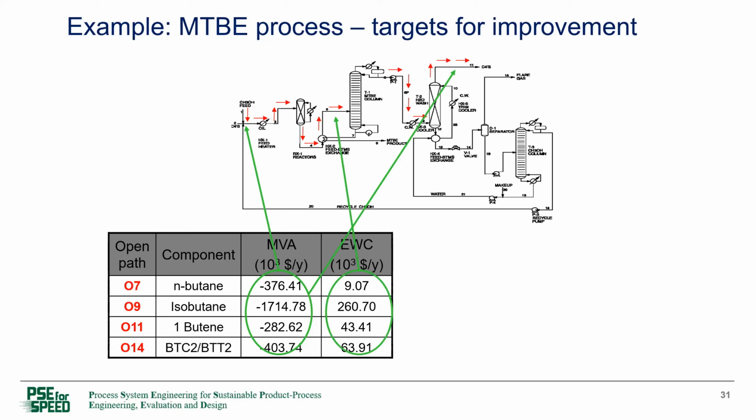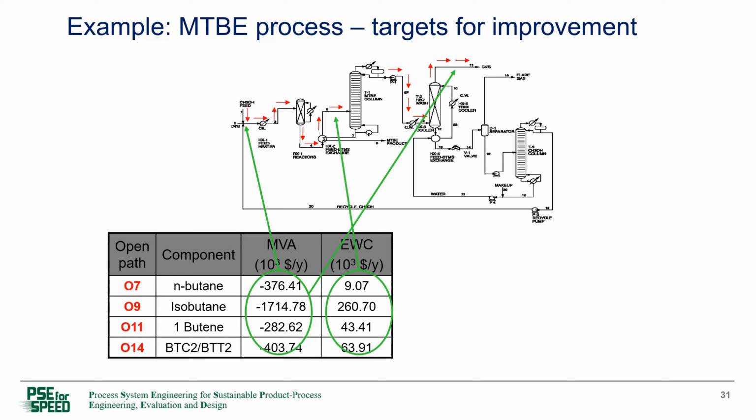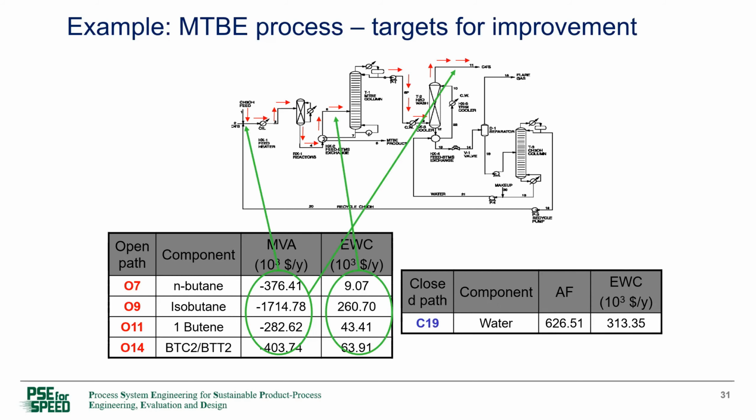What we see is that the energy at this point, that open path for isobutane, also carries a lot of energy. And if it is going out with this energy, then we are wasting this energy. We should capture that energy and reuse it. So it already tells us this. If we look at the closed path, what is a closed path? It is the recycle loop. And you can see the blue arrow.